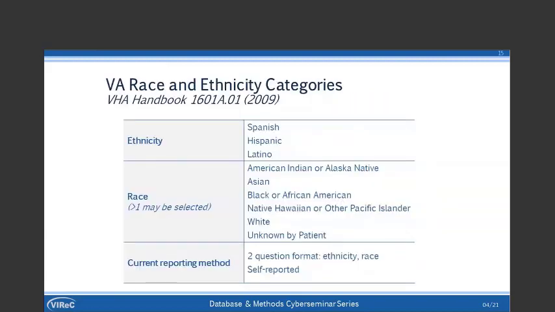So the collection of race and ethnicity within VA does follow standards as laid out in this handbook. Our current reporting method is a two-question format. First, ethnicity is asked, where Spanish, Hispanic, and Latino are all considered Hispanic ethnicity. And then for race, we have 5 standard race categories that are collected. These are American Indian or Alaska Native, Asian, Black or African American, Native Hawaiian or other Pacific Islander, and white. And veterans are able to select more than one race if they are multiracial, and there's also an option to specify that the race is unknown.